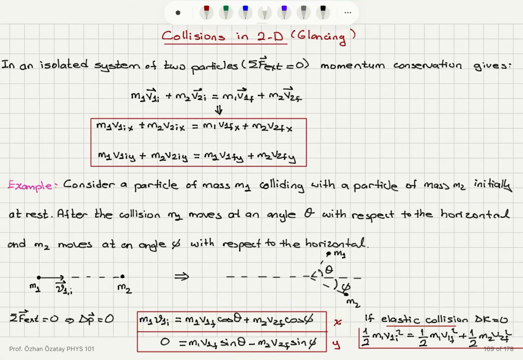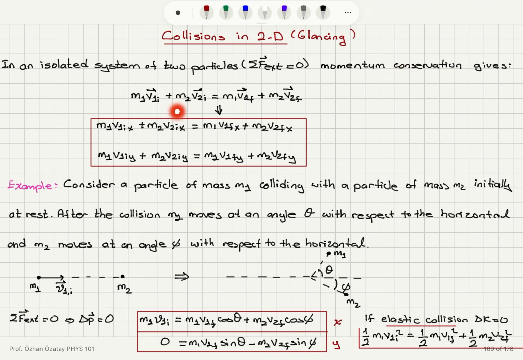Now we're going to talk about collisions in two dimensions. Those are called glancing collisions. And we will solve some examples on linear momentum and collisions. Okay, so if we have an isolated system of two particles, isolated in terms of force, the net external force acting on the system is zero. This implies linear momentum conservation.